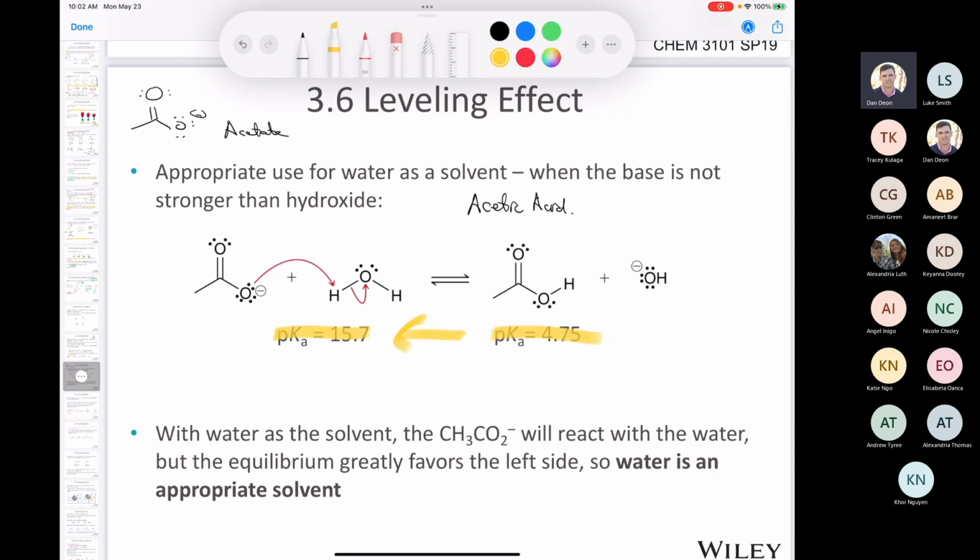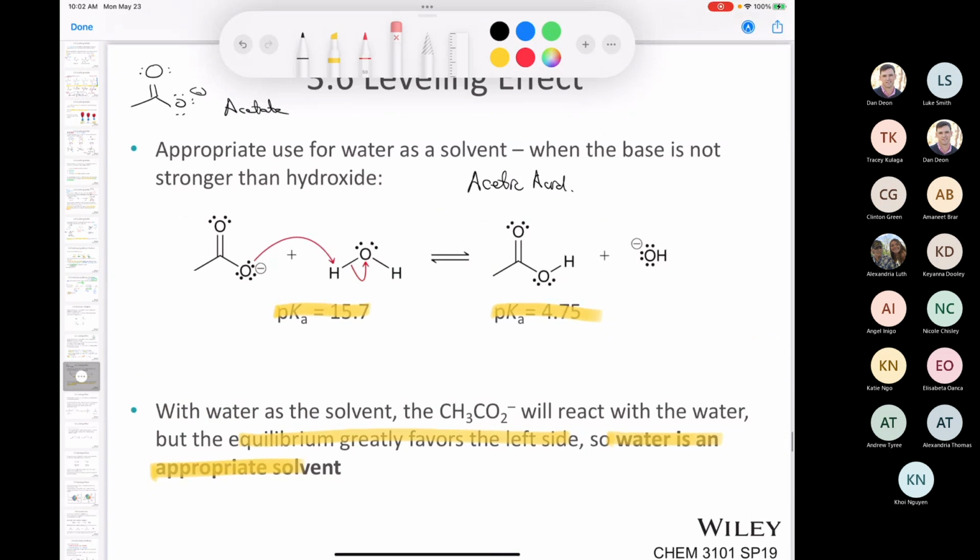You can get some reaction, but the equilibrium greatly favors the left side, and so water is an appropriate solvent in this particular case. We could actually put equilibrium arrows like this, where we have them mostly to this side and only a little bit to this side.